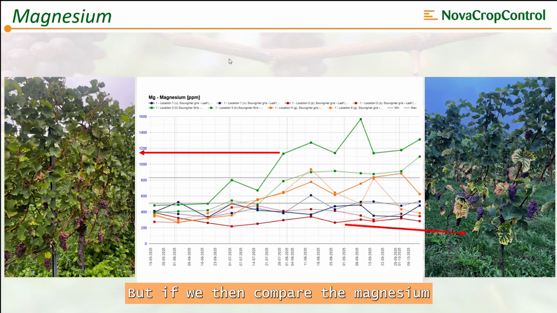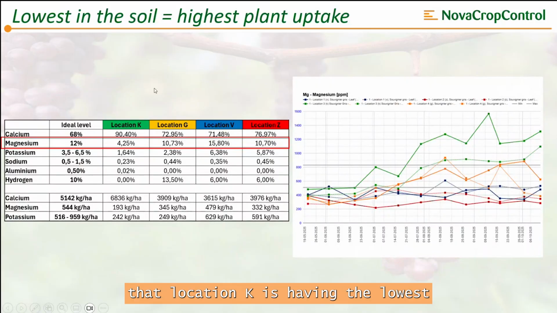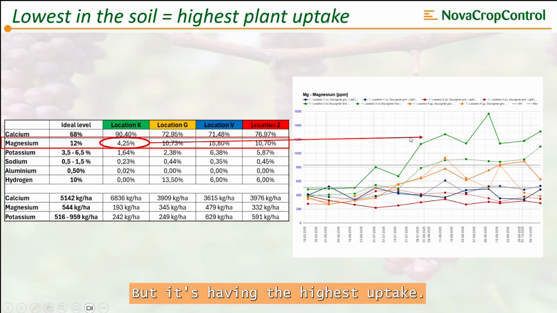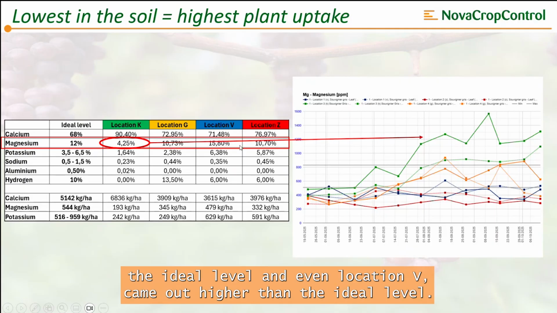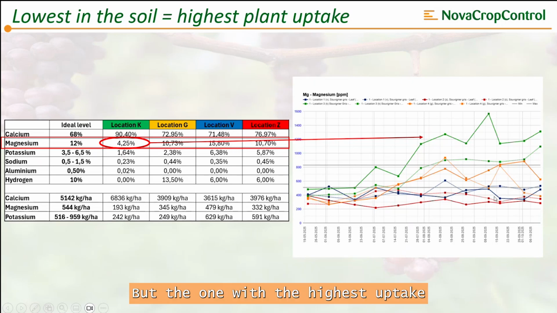But if we compare the magnesium with the soil analysis, it's interesting that location K has the lowest availability of magnesium in the soil, but it has the highest uptake. If you compare it with the three other fields, which were around the ideal level, and even location V came out higher than the ideal level, you would expect a good enough magnesium uptake, but the one with the highest uptake was basically the lowest in the soil.